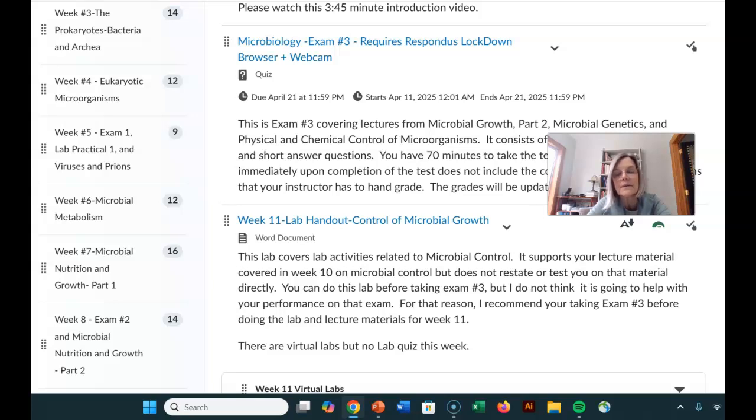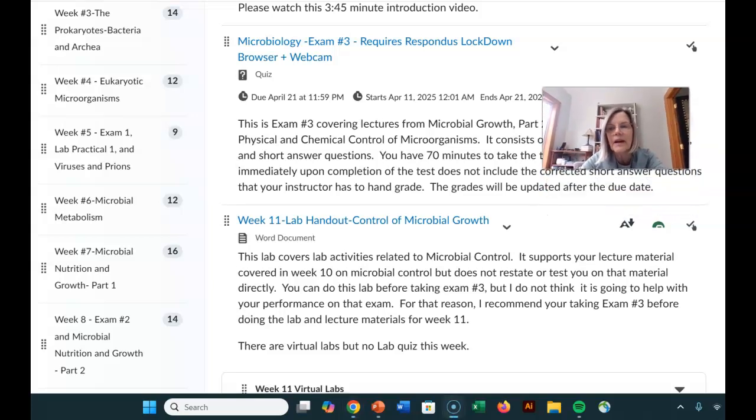Lab this week also says control of microbial growth, just like the topic that we had in the lecture exam. That being said, I'm still recommending that you do the lecture exam first. Try to get the lecture exam done early in the week, and then you have the rest of the week to do the rest of the material. But the control of microbial growth lab is more of the lab applications of the concepts you would have learned in lecture. So I don't think there's a big advantage of doing the lab before the exam. I recommend getting the exam out of the way.